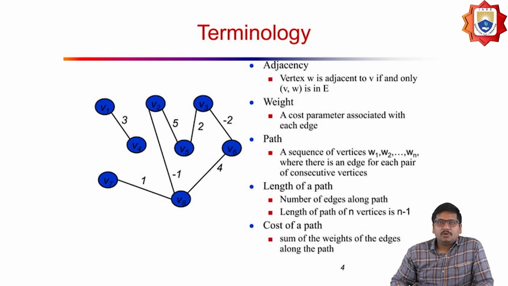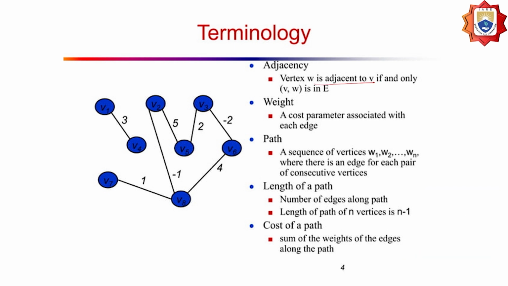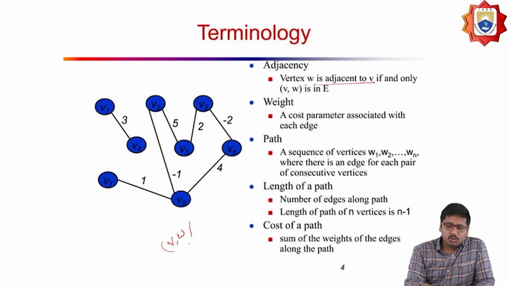Let's see some of the terminology in graphs. What is adjacency here? The vertex W is said to be adjacent to V if and only if the edge VW is present in the edge set.